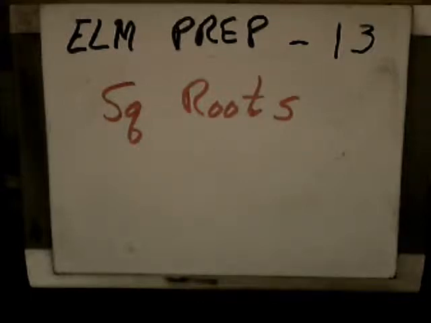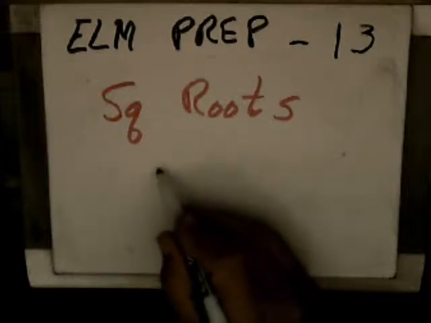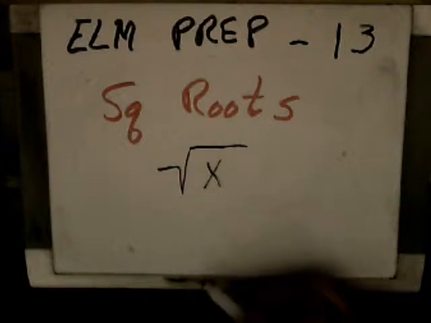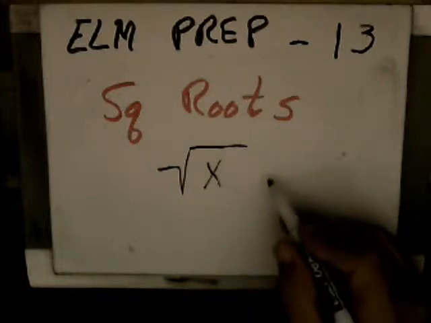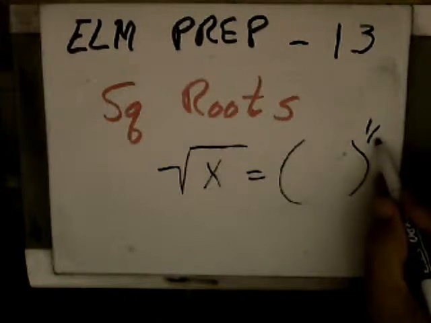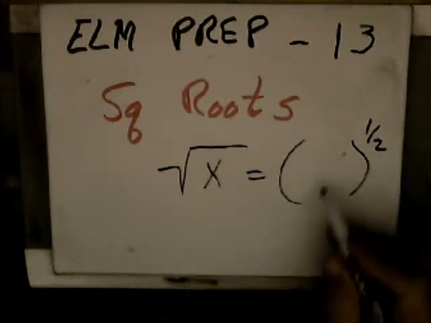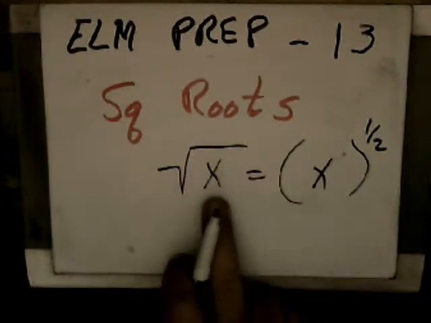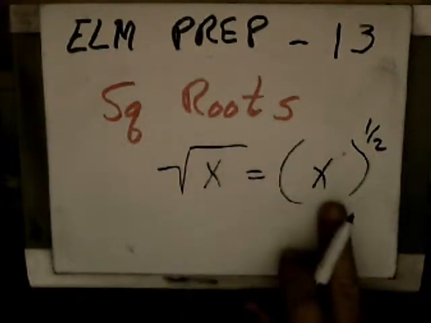A couple ways we indicate a square root is with this symbol, some value inside. The other way we represent this symbol is with a fractional exponent of 1/2. So both of these are equivalent. This is square root of x. This is square root of x.